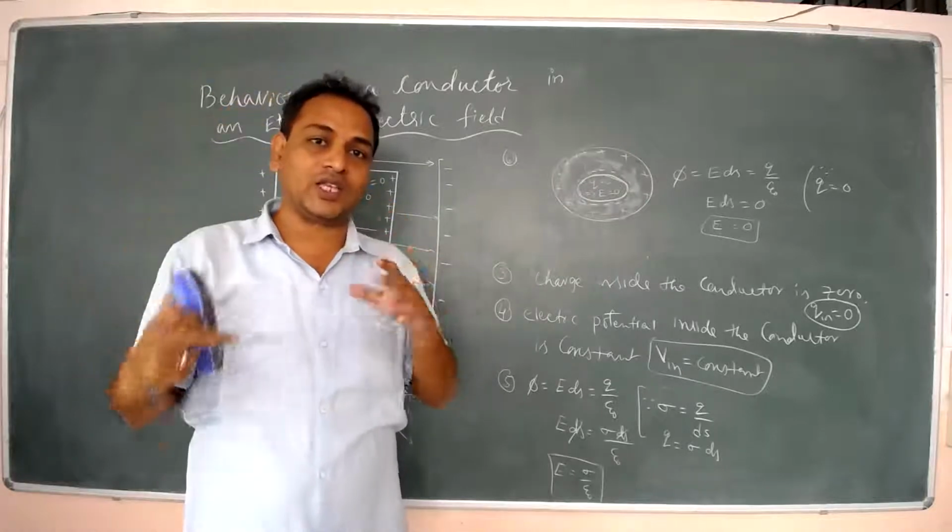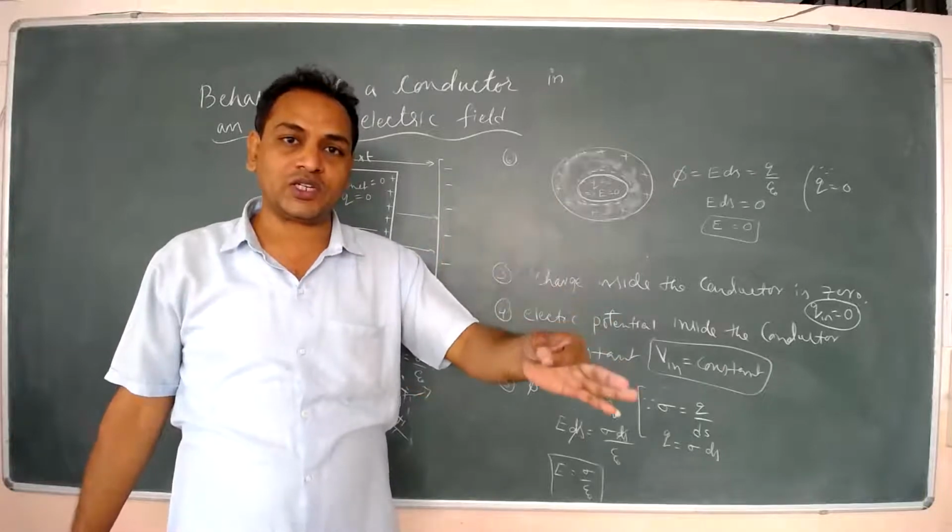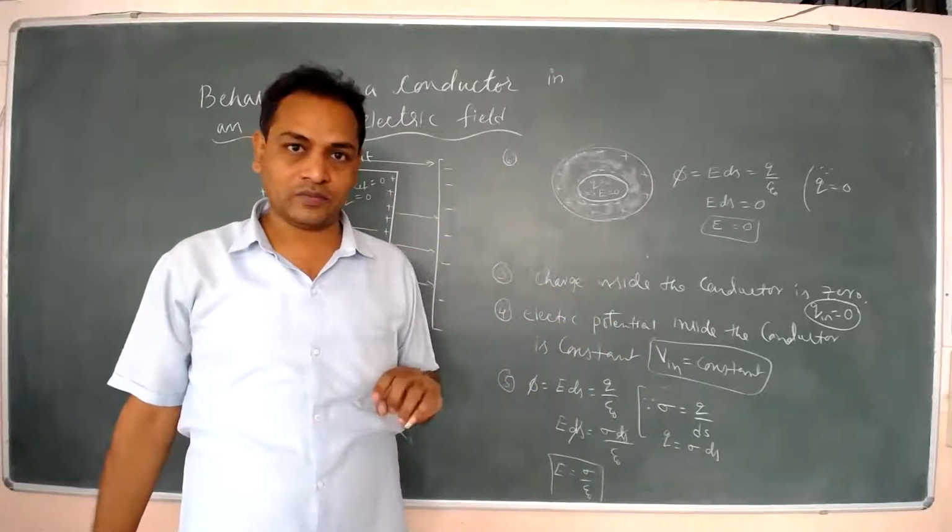So these two will get cancelled. Therefore, the net electric field inside the conductor is 0 when it is placed in an external electric field. This is the first point.